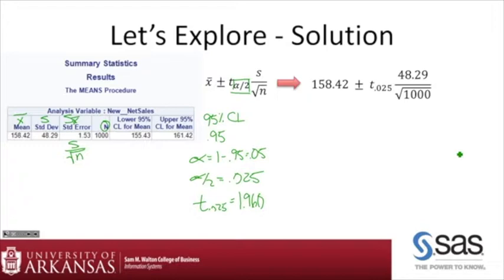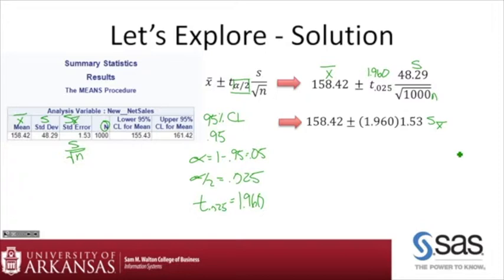And so I'm going to take my mean, 158.42. I'm going to take my standard deviation, the square root of my sample size, and then from the table, I'm going to get 1.960. I'm just taking information off of SAS and putting it into my formula. And when I do that, 48.29 divided by the square root of 1,000 is 1.53. You see 1.53 anywhere over there? So this is my standard error.